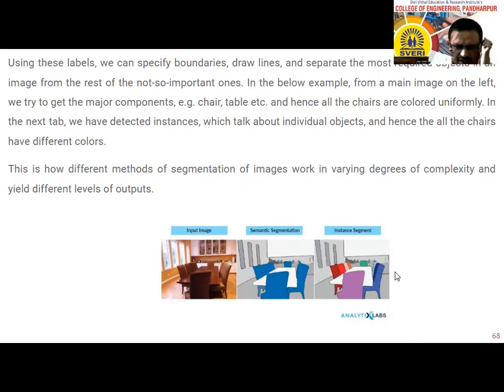Now instance segmentation. What does this indicate? We have detected instances which talk about individual objects. Now we have to locate these chairs individually, and then you will understand how many chairs there are. Therefore, if you locate chairs individually in the next image, how many chairs will you find? 1, 2, 3, 4, 5, 6, 7, 8, 9 chairs are there. Total 9 chairs are available in this image. So what is instance segmentation? We can identify the objects individually through this instance segmentation.